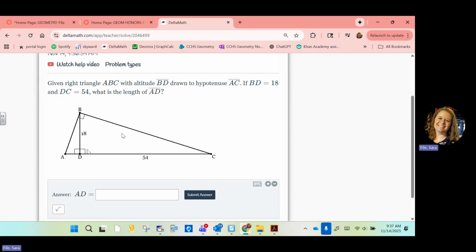Okay, so like this one, the altitude's given and you're looking for the other piece. So this one you'd have to work backward. 18 squared would equal x, our missing piece, times 54. So you would end up doing the 18 squared, and then you would have to divide out the 54, and you're left with 6.